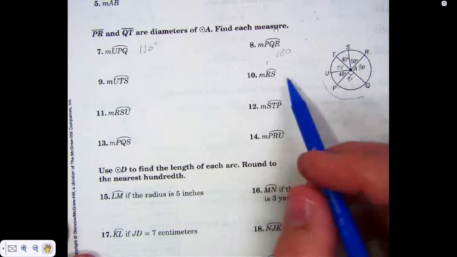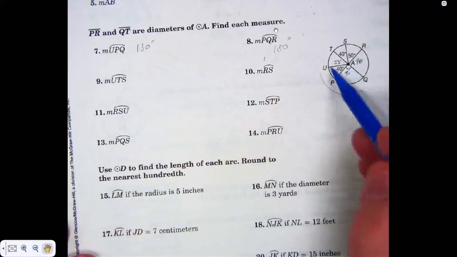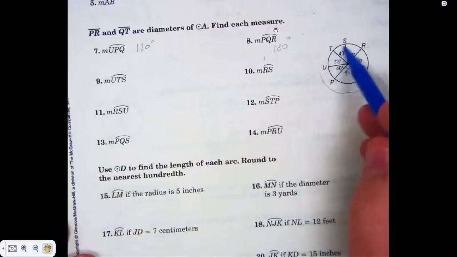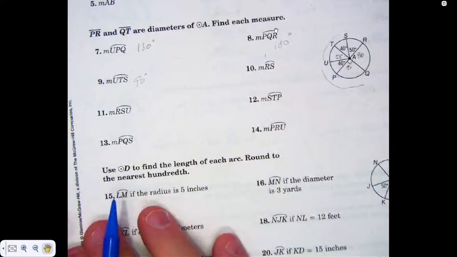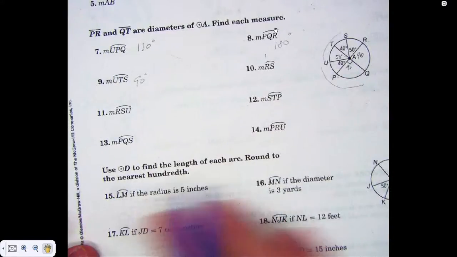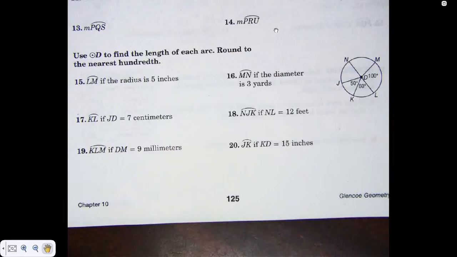0.80, isn't it? And they didn't say to say major or minor. I was just making a point. UTS, that's a minor arc, and what is this? UTS. 90. Easy peasy, right? Okay? Let's go over here. Now we're going to find the length of each arc.